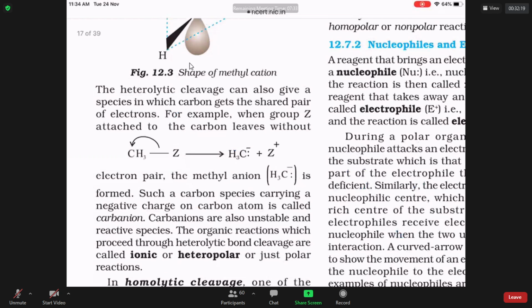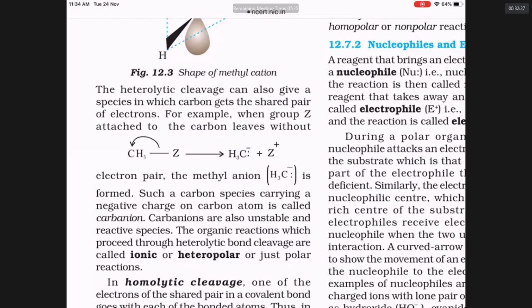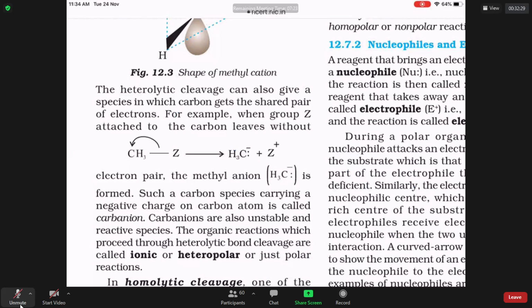Sometimes when the carbon is bound to a less electronegative atom, like magnesium, lithium, sodium, then the carbon gets a minus charge and the Z goes as Z plus. Then this heterolytic fission results in a carbanion.